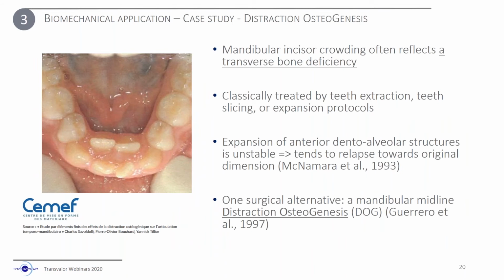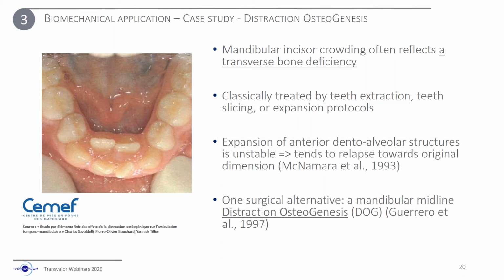So here is our case study. We are going to talk about a specific surgery called the distraction osteogenesis. So what is the context? As you can see on the picture, mandibular incisor crowding can happen. And in that case, obviously, we need to find a technique in order to push these two teeth in their right position. So as mentioned here, this is reflecting usually a transverse bone deficiency, and usual teeth extraction and expansion protocols can be used in order to place the teeth in their right position.